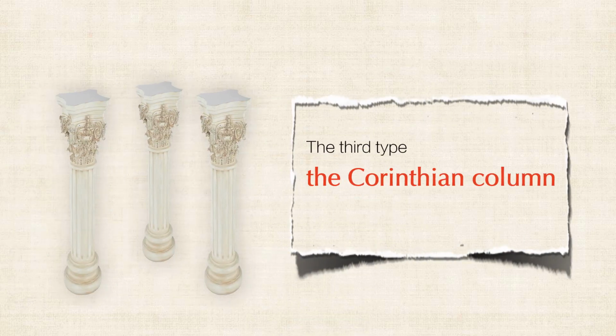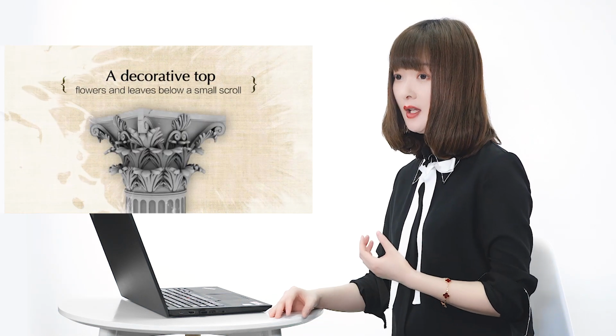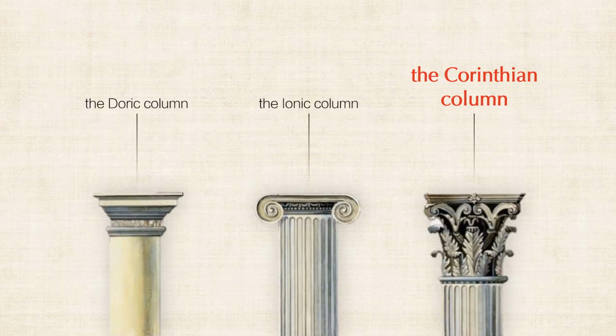The most eye-catching type of the three was the Corinthian column. It was featured by a decorative top which had flowers and leaves below a small scroll. The column was much slenderer than the previous two.